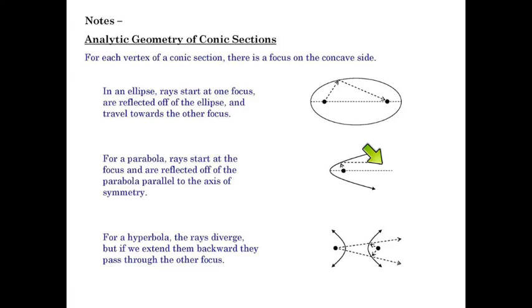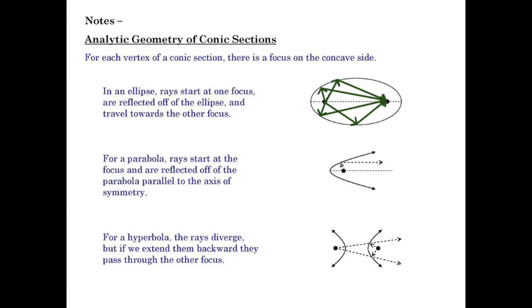And then in a parabola, we have the ability to have reflected rays travel in, and then they'll come back out parallel to the axis of symmetry. They also go through the focal point, and then for a hyperbola, they diverge backwards through the other focal point. And those are used in certain applications.